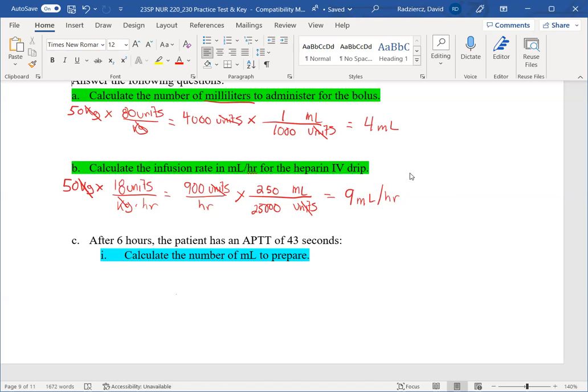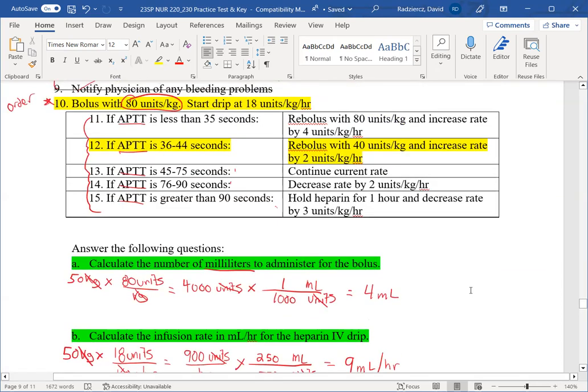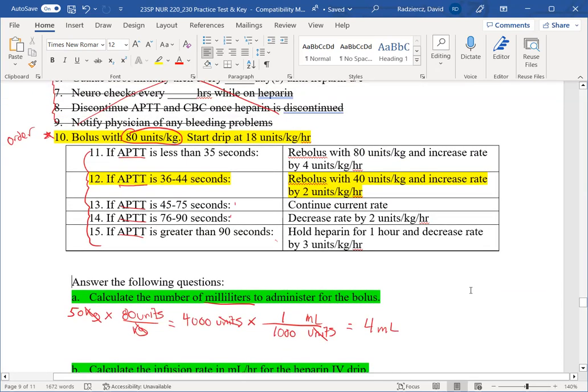All right. The next portion of the protocol says, after 6 hours, we reassess the patient and we notice that they have an APTT of 43 seconds. Basically, we're evaluating their clotting time, right? So we look in the protocol. You have steps 11 through 15. It tells you if APTT is, and then you just follow those steps. So if you know what the APTT is, then you would follow the steps that are listed in 11 through 15. Or if it just gives it to you and tells you what to do, then that's what you do.